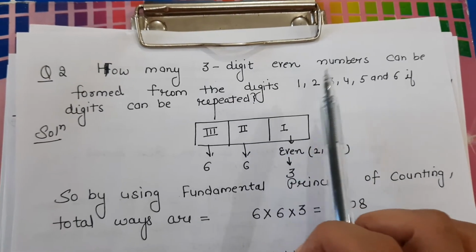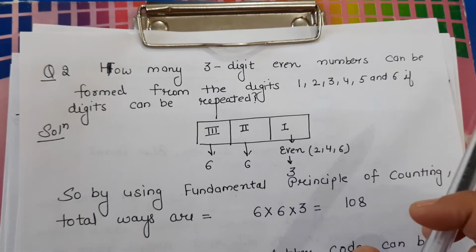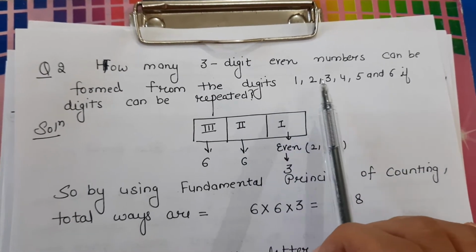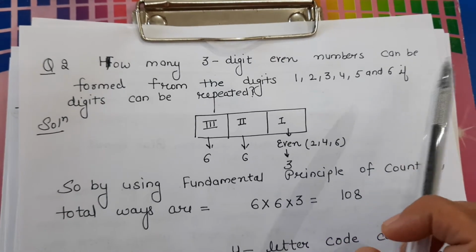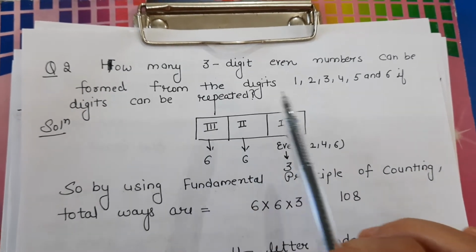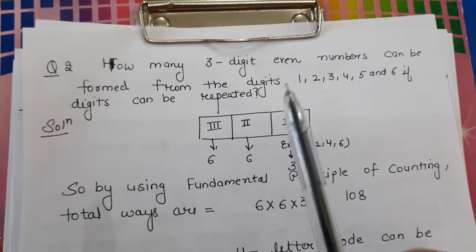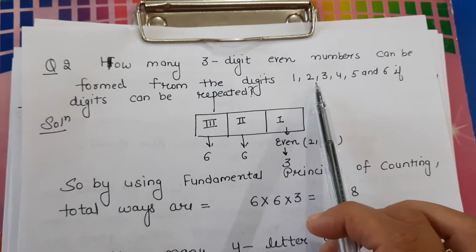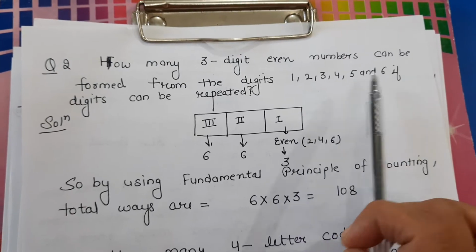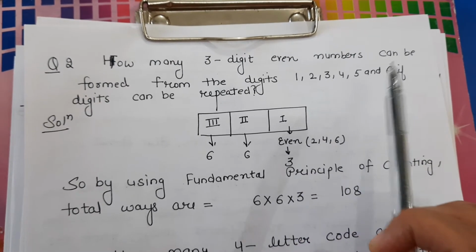Question number second. How many 3-digit even numbers can be formed from the digits 1, 2, 3, 4, 5 and 6 if digits can be repeated? Now you have to form 3-digit numbers. So make 3 blocks, right? You have to choose digits from these 6 digits. So total digits available are 6.